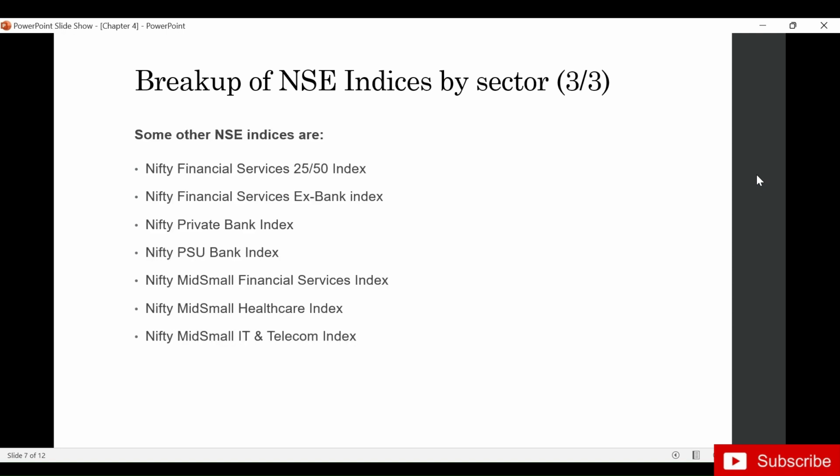Apart from the indices that we discussed, there are several other indices such as the Nifty Financial Services 25/50 Index, the Nifty Financial Services Ex Bank Index. Next, we have the Nifty Private Bank Index, the Nifty PSU Bank Index, the Nifty Mid Small Financial Services Index, the Nifty Mid Small Healthcare Index, and finally, the Nifty Mid Small IT and Telecom Index.